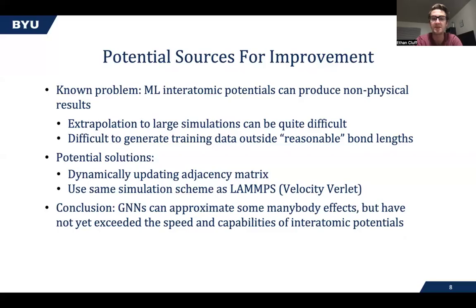But the conclusion based on this is that GNNs can approximate some many-body effects, and they do better if you take into account all positions and allow for those many-body effects instead of just distances. But the one I created has not yet exceeded the speed and capability of an interatomic potential.